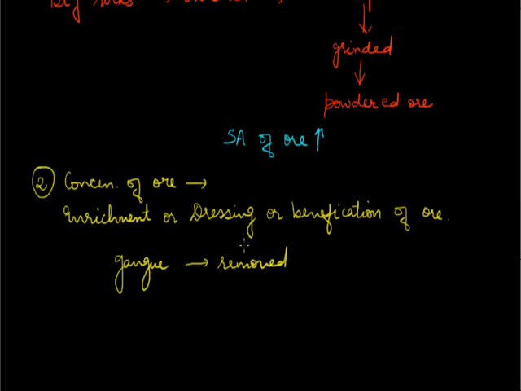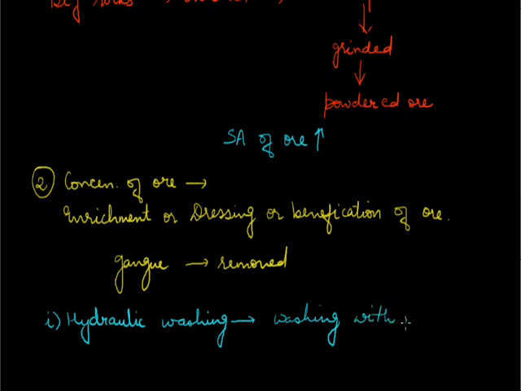So different methods for concentration are: the first method is hydraulic washing. Hydraulic washing, the term hydraulic, it's associated with water. And hydraulic washing simply means washing with water. It is as simple as that. We just need to wash the ore with water. It is also called gravity separation or levitation.